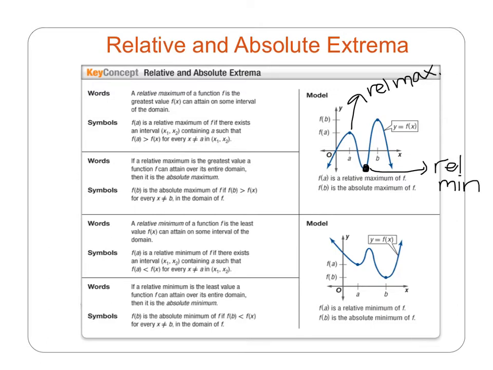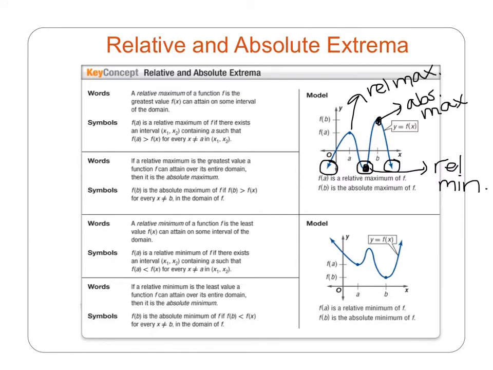It is not the absolute lowest point on the graph because, again, my end behaviors are both pointed down. Since at the ends my graph is approaching negative infinity, there's no way that this has the lowest y coordinate on the graph. So we call it a relative minimum because it is the lowest point in that region of the graph. Now here, this point right here is considered an absolute maximum.